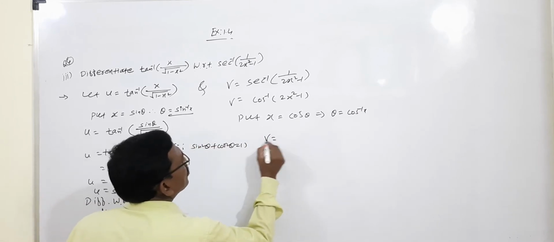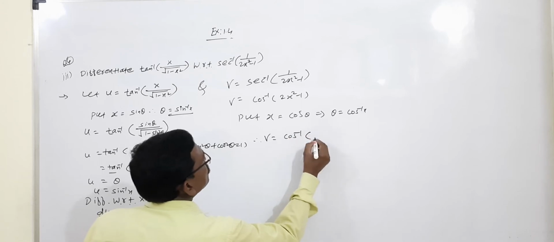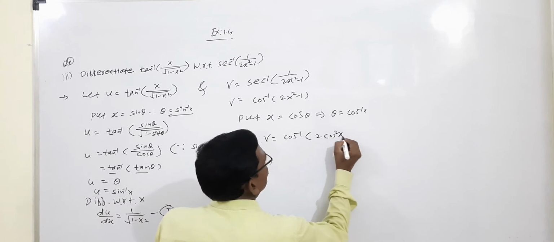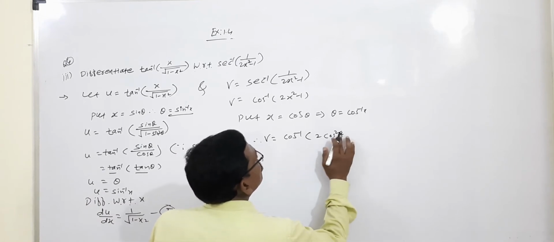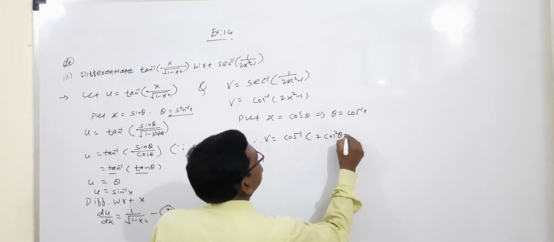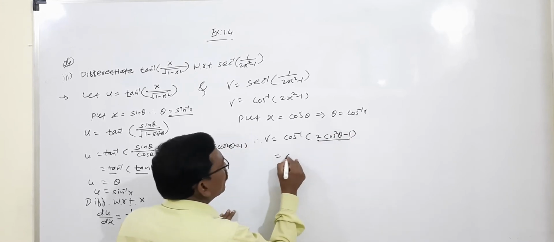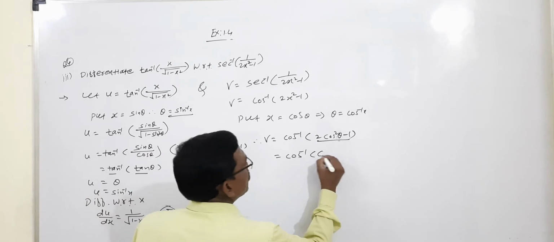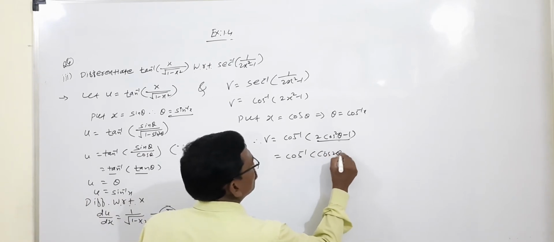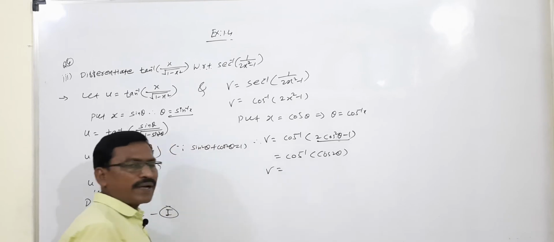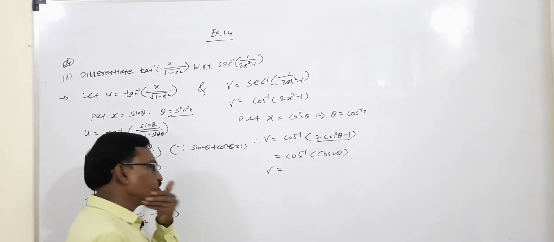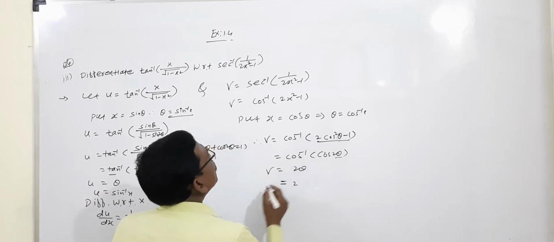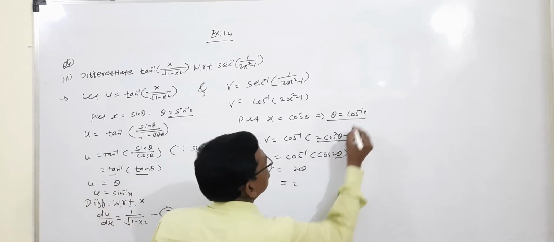Now our function v equals cos inverse of 2x square minus 1, where x is cos theta, so it is 2 cos square theta minus 1. By using the double angle formula, 2 cos square theta minus 1 is cos 2 theta. Again we use the property cos inverse of cos is 2 theta only, but theta is cos inverse of x.